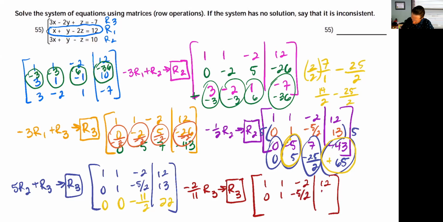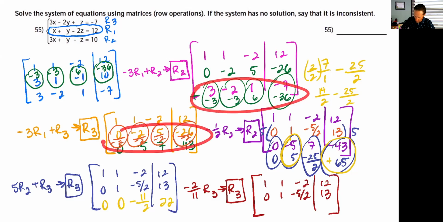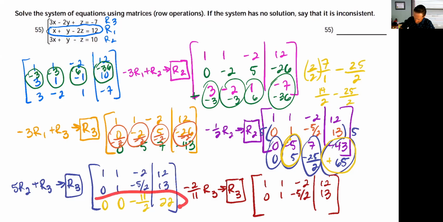Remember, the reason we can do all of this is because these rows represent our original equations. And we can do whatever we want to an equation as long as we do it to everything, everything, everything. And so we're going to multiply this row 3 here by a -2/11, which will keep a 0, keep a 0.